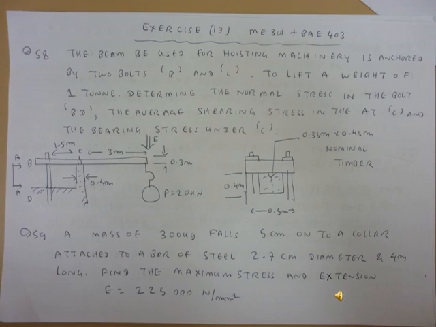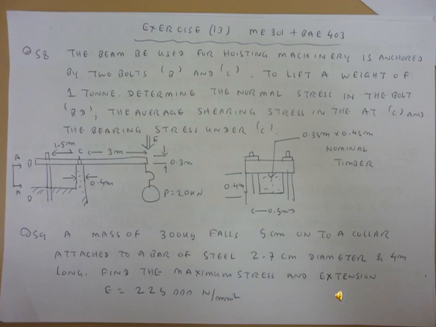Then question 59: a mass of 300 kilonewton force falls 5 centimeter onto a collar attached to a steel bar 2.7 centimeter in diameter and 4 meter long. Find the maximum stress and extension. E equals 225,000 Newton per millimeter square.